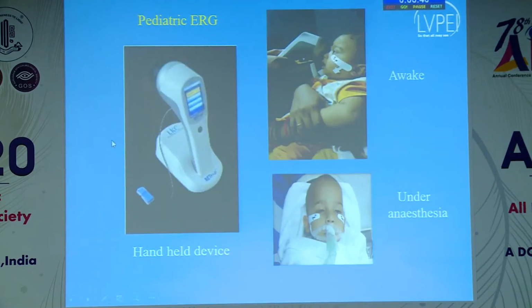This is the handheld device that can also do the electroretinogram recording, and it is especially useful. It is a small device which can be taken to the operating room, especially for children, and it can be done both in the awake state as well as under anesthesia.